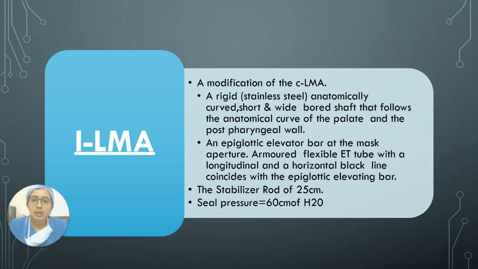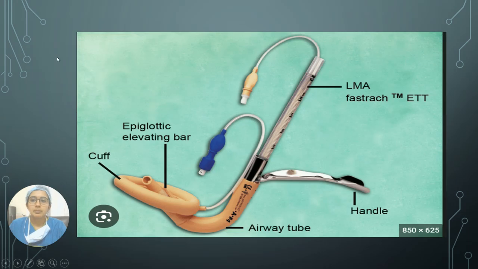Then the intubating LMA, a modification of the CLMA or classic LMA, has a rigid anatomically curved short and wide bore shaft that follows the anatomical curve of the palate and the posterior pharyngeal wall. An epiglottic elevator bar at the mask aperture, armored flexible ET tube with a longitudinal and a horizontal black line that coincides with the epiglottic elevating bar. The stabilizer rod of 25 centimeters, seal pressure equals 60 centimeters of water. This is an intubating LMA which helps in intubation in difficult airway situations.